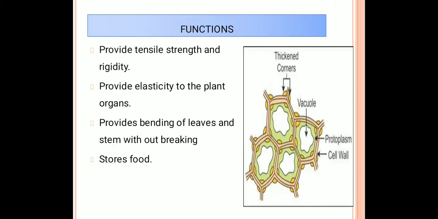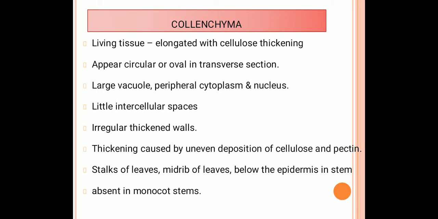You can see the picture, the white colour structure is called the vacuole. Normally it has a central vacuole, peripheral cytoplasm, and nucleus. These are the features of the collenchyma. There are little intercellular spaces present between the cells, and the walls are irregularly thickened. This thickening is caused by the uneven deposition of cellulose and pectin at the corners.